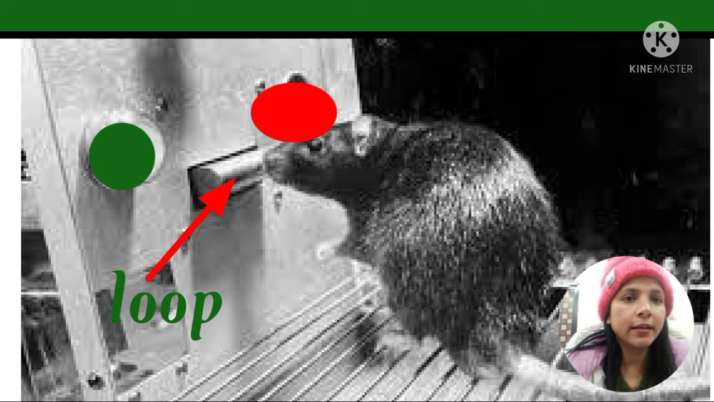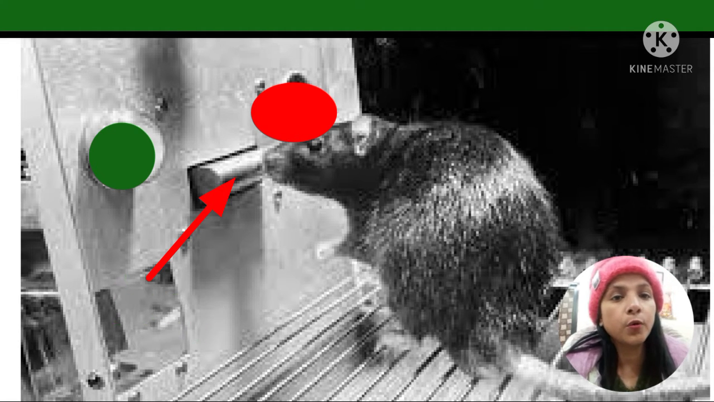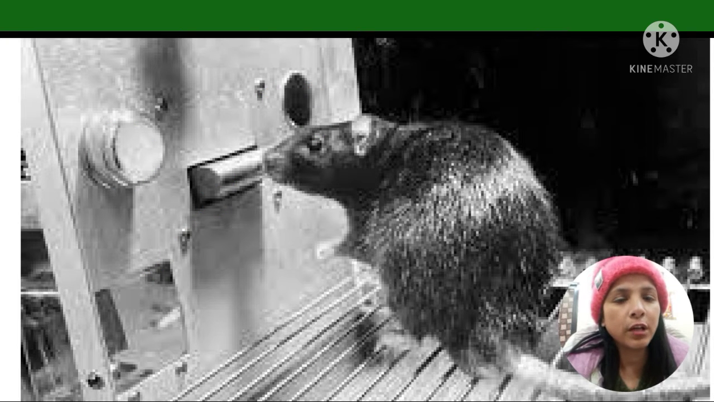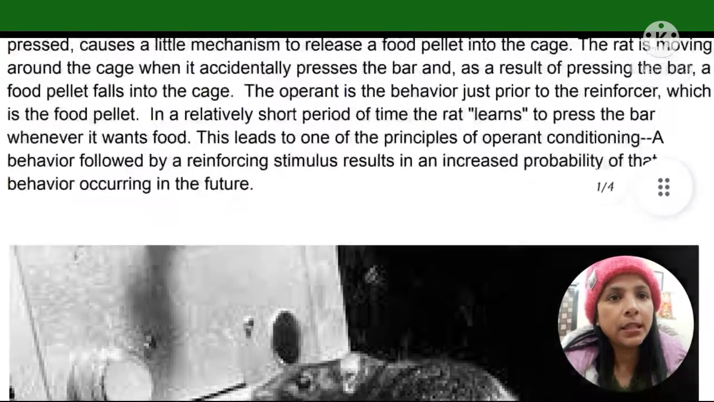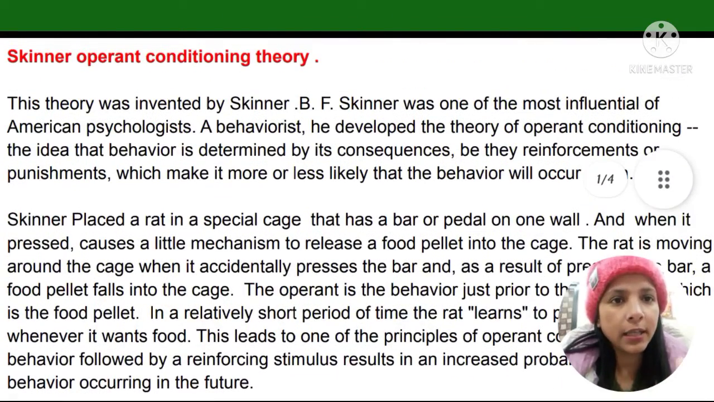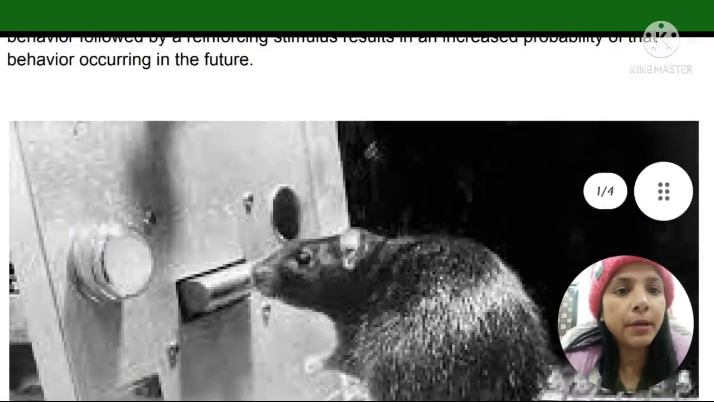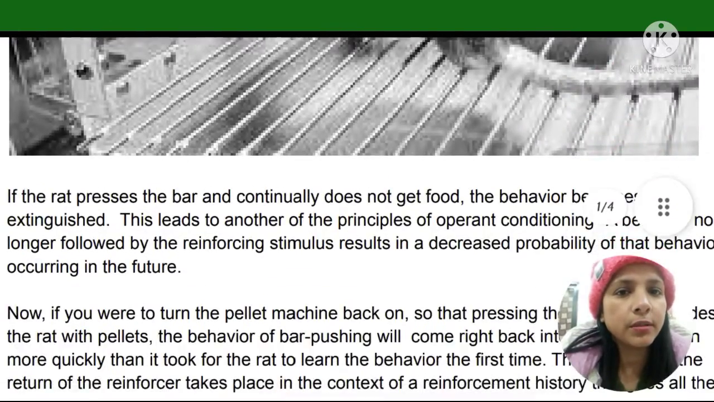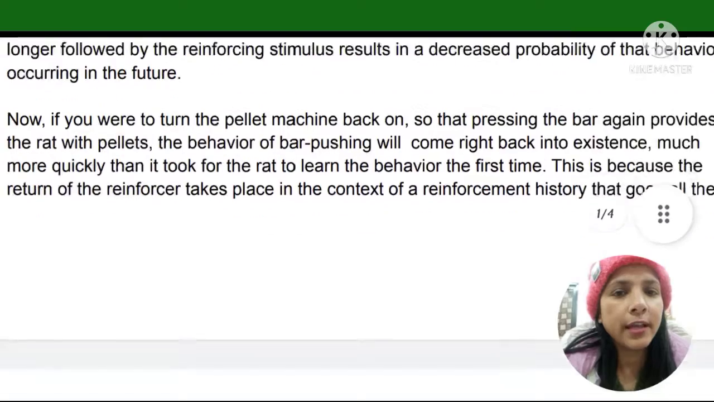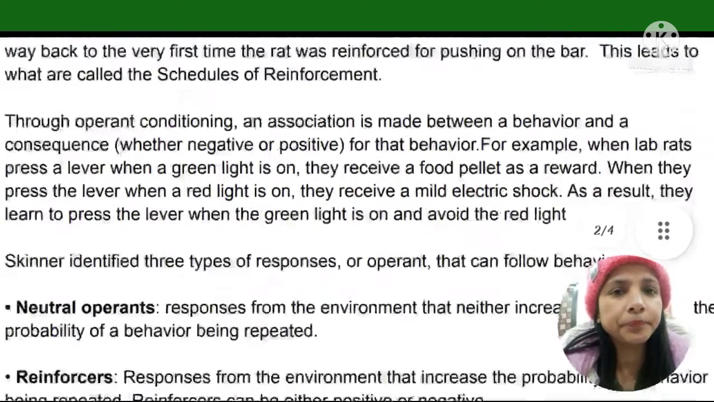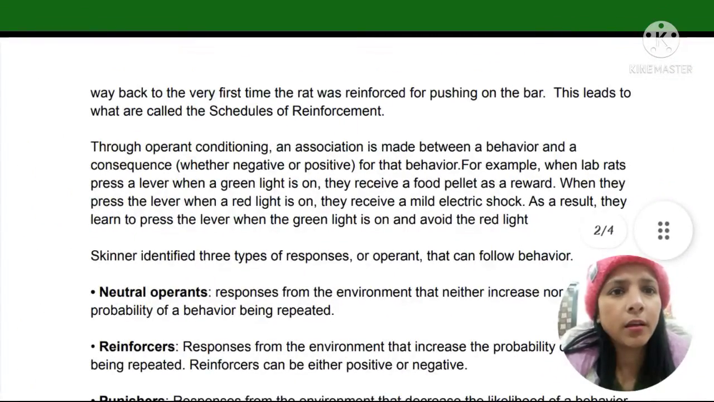There was one more experiment. Skinner did the same experiment on a pigeon also. So this is called Skinner's operant conditioning theory. All the content you can see here is describing the story that we just learned.